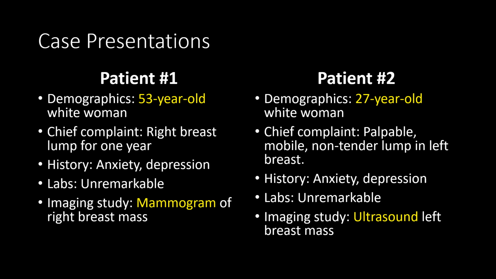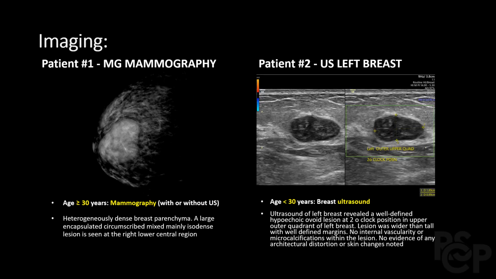Compare this to patient number two, who is a 27-year-old white woman. Her chief complaint is a palpable, mobile, non-tender lump in her left breast. She also has a history of anxiety and depression, also unremarkable labs, and she's going to get an ultrasound of her left breast mass. So let's go straight to the imaging.